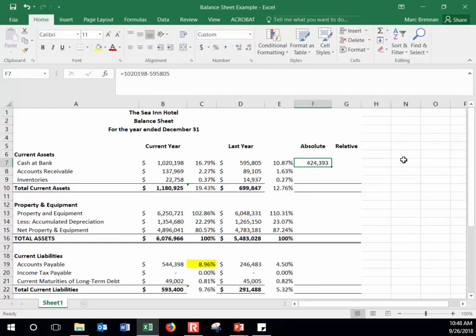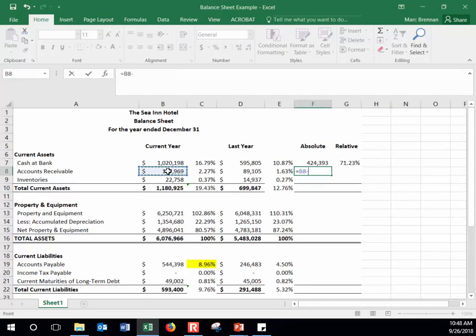So we increased our cash on hand by $424,000. Okay. And then to find out a relative difference, we would divide our absolute difference by the previous period we're comparing it to and turn that into a percentage. Okay, and I'll do the same for each line using Excel.